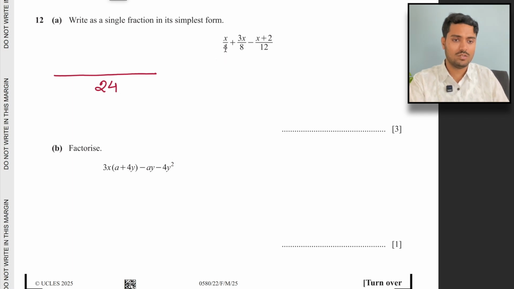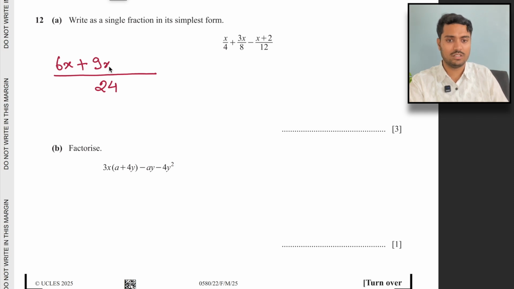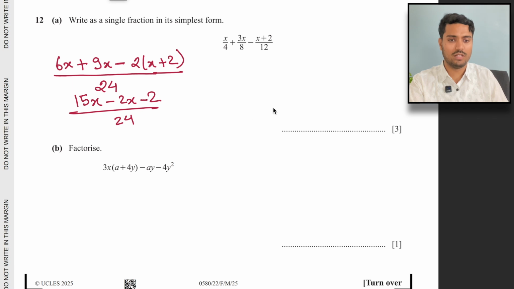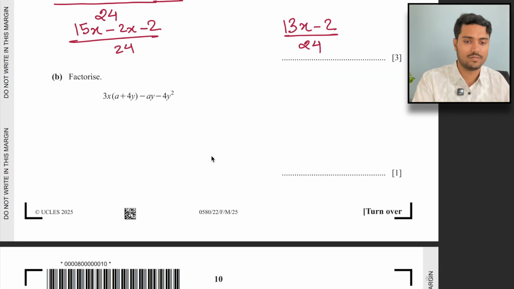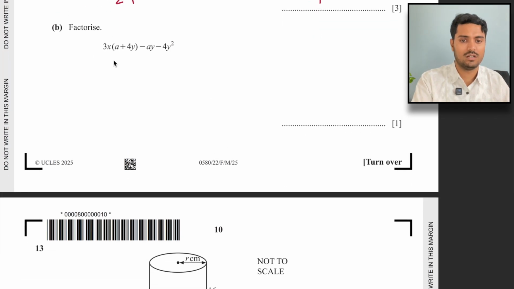24. So 4 6s are 24, so 6x plus 8 3s are 24, so 3 3s are 9x minus 12 2s are 24, so 2 times (x plus 2), bracket close. So 6x plus 9x is 15x minus 2x minus 4 upon 24. That means 13x minus 4 upon 24 is the answer. Let's check the next part.